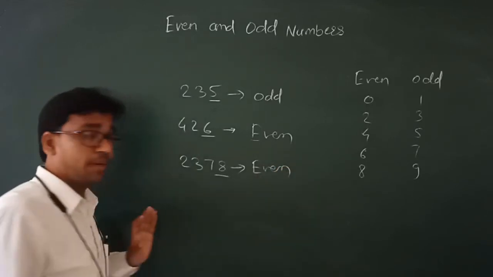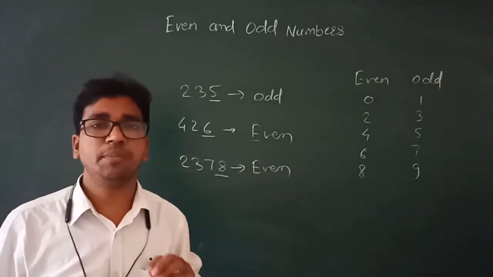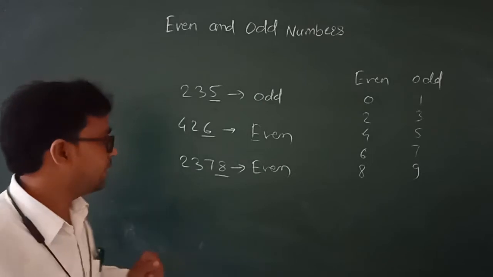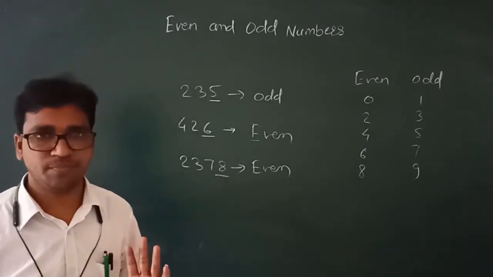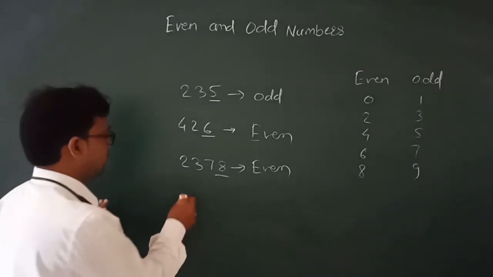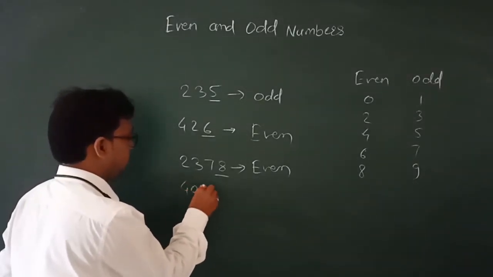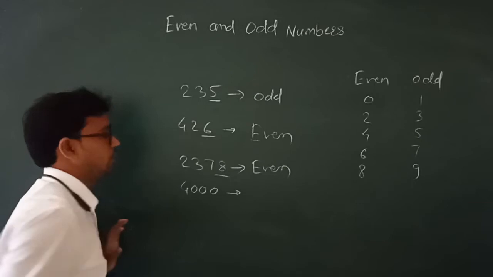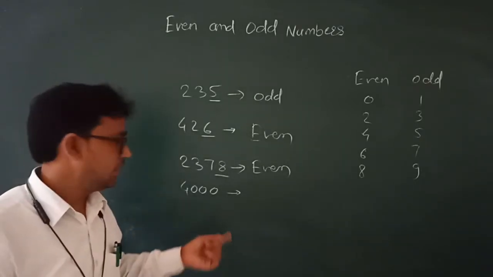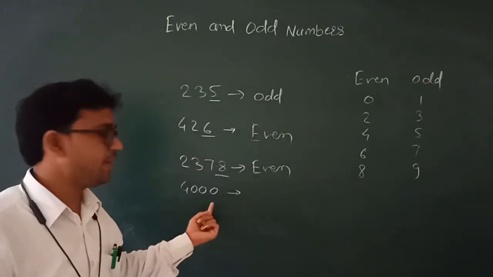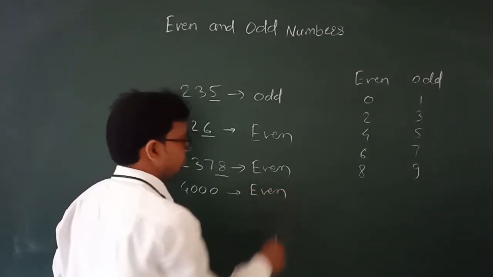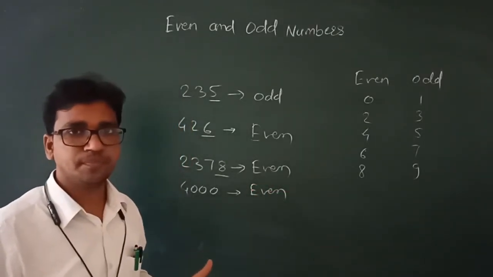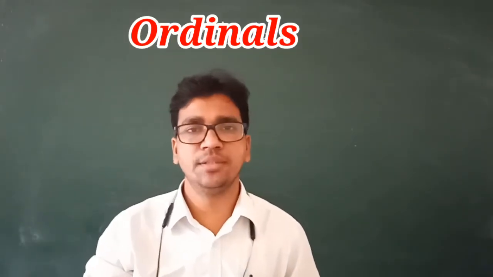मीन्स कोई भी कितना भी बड़ा अगर नंबर रहता है तभी भी आप उसको इजीली समझ सकते हो कि ये इवन है या ऑड है। Okay, so number is 4000. Is this even or odd? Yes, there is a 0 at ones place, so it is even. Got it?